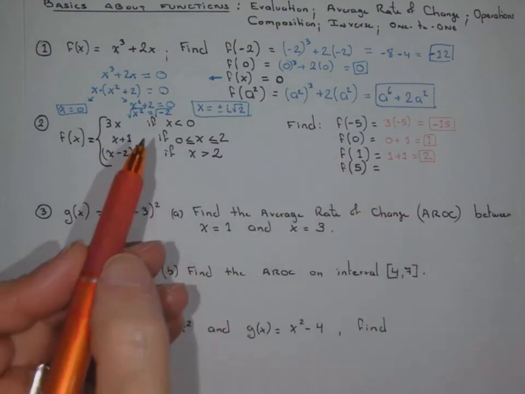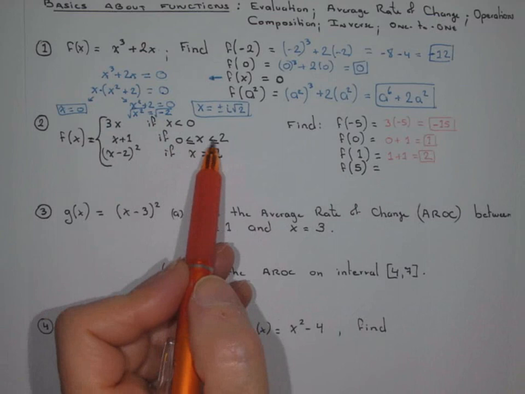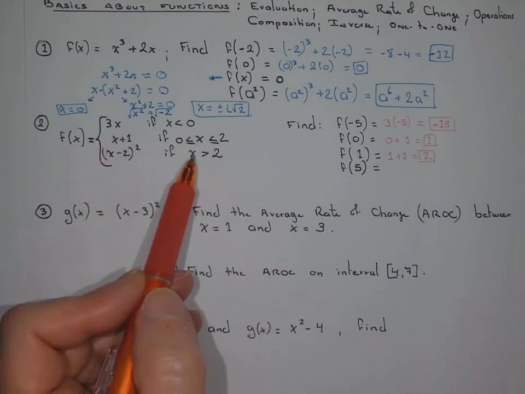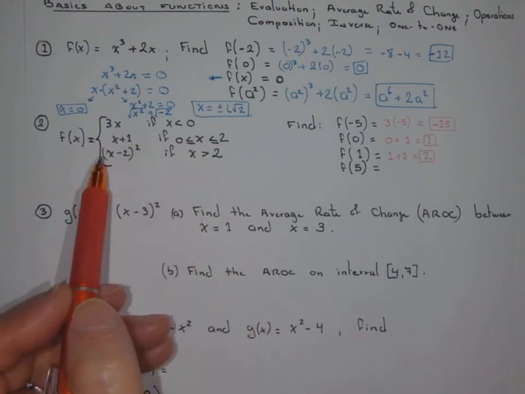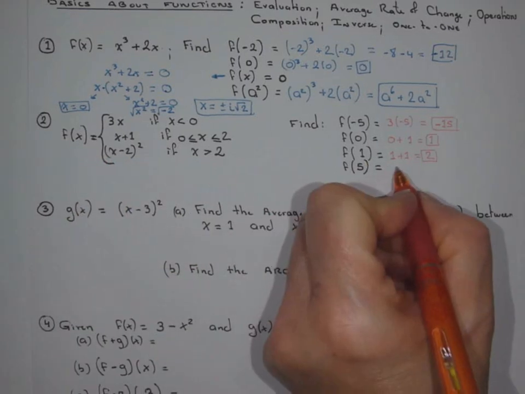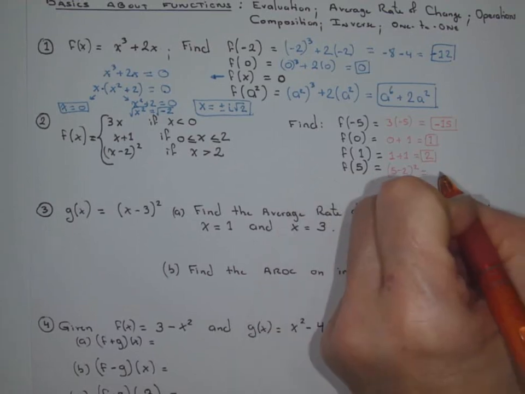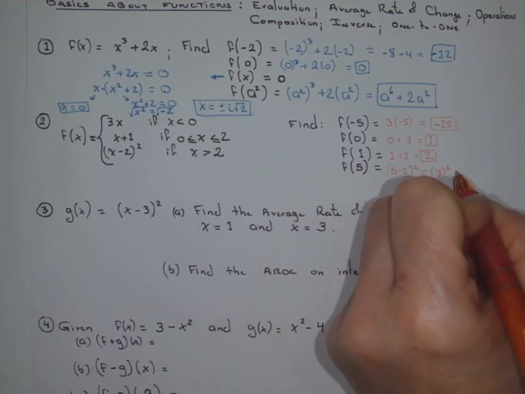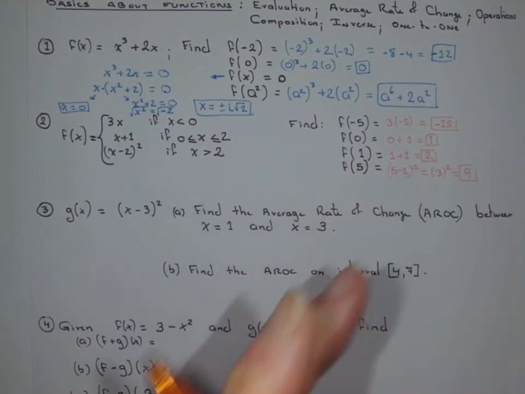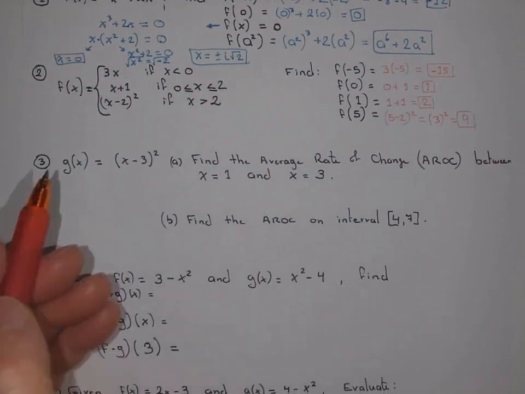So f of 5. 5 is not less than 0, so not here. 5 is not between 0 and 2, so not here. But 5 is definitely greater than 2, so 5 is going to go here. So we're going to have 5 minus 2, and then quantity squared. 5 minus 2 is 3, and 3 squared will be 9. So 9 will be your answer on this one. Okay, so that's for piecewise function evaluation.